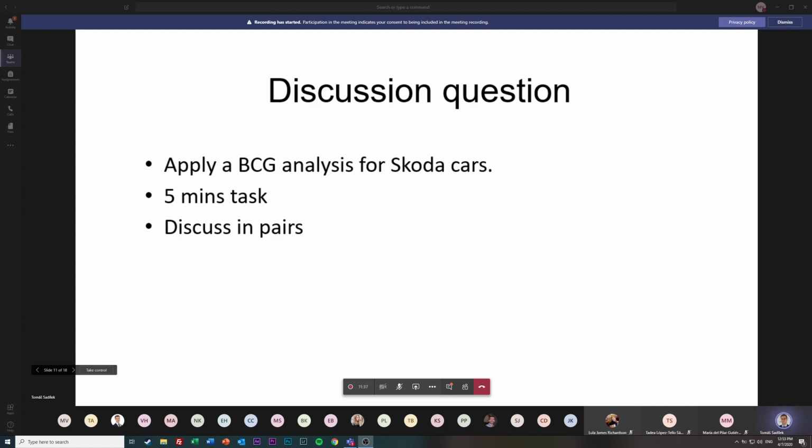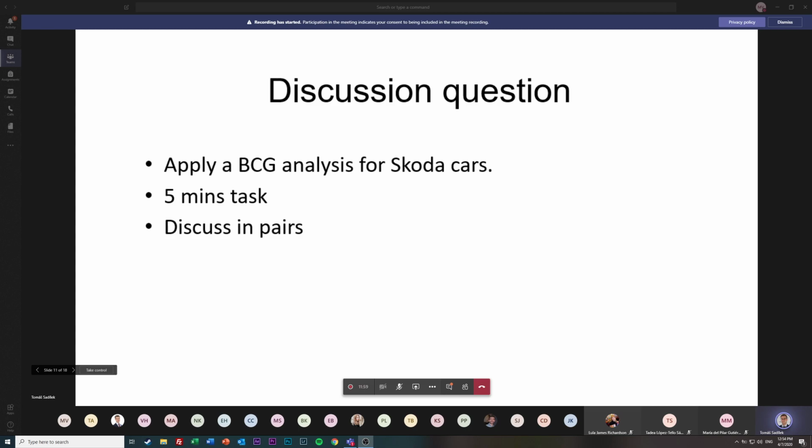So one more, what's the task? Yeah, there is a Skoda car producer in the Czech Republic, and you should apply the BCG analysis for individual models of Skoda cars. So you should decide based on the information from the internet, like the number of cars sold, the turnover and price of the individual products.